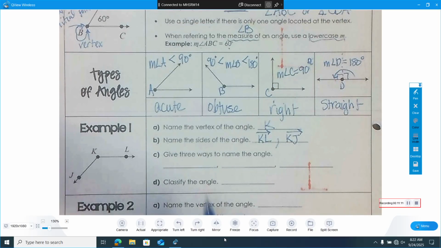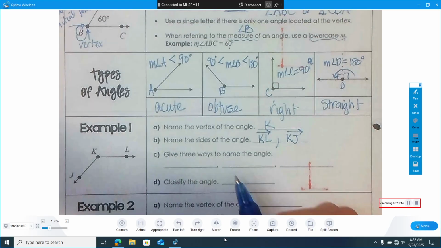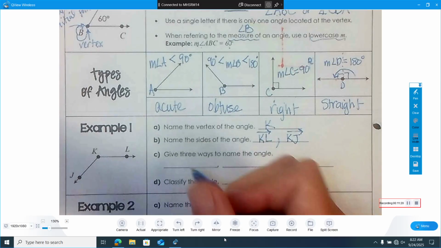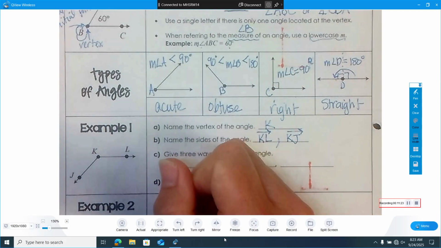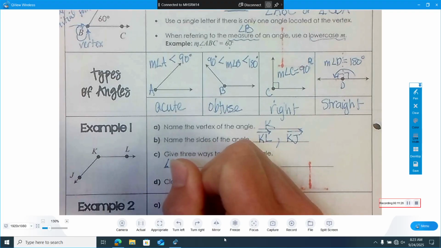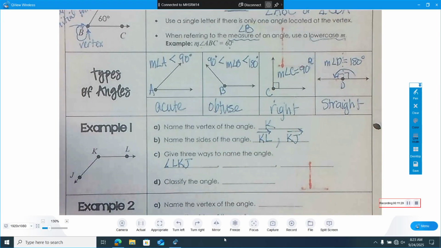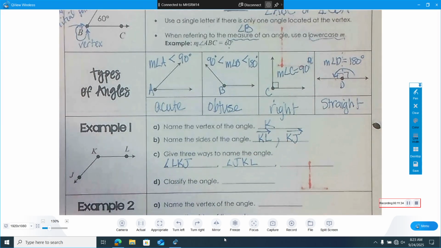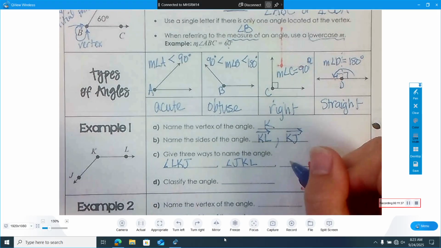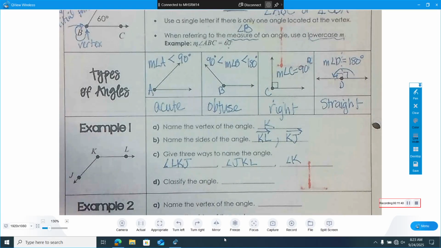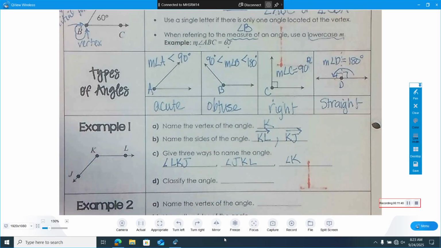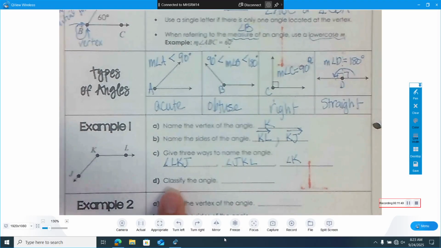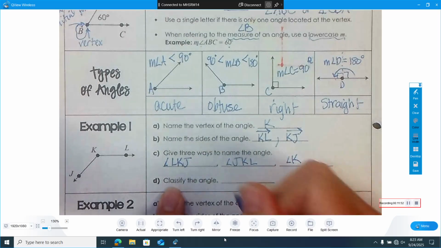Give 3 ways to name this angle. What's one way we could name this angle? How many letters do we need to name an angle? 3 letters. There are 3 ways. LKJ is one way. What's another way? JKL is the other. And because it's a standalone angle, we can also call it angle K. Normally 3 letters is best. Since this is the only angle in the picture, it's totally fine to use angle K. Classify this angle. Obtuse. Good.